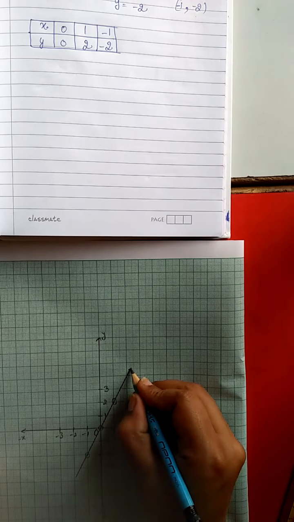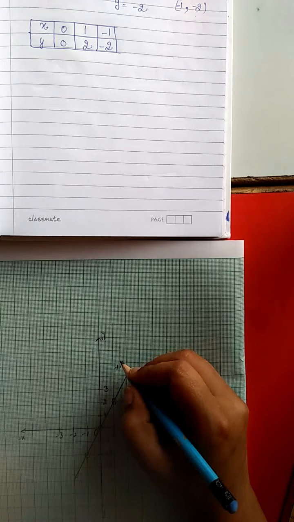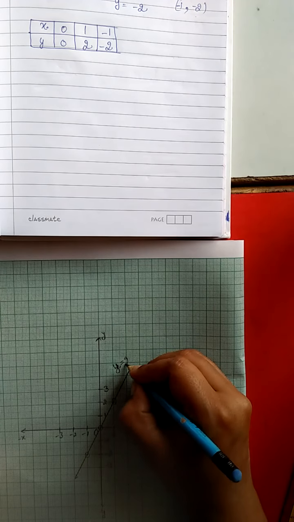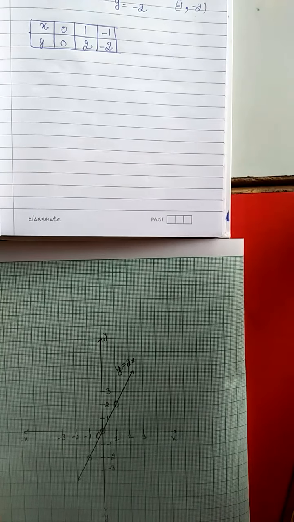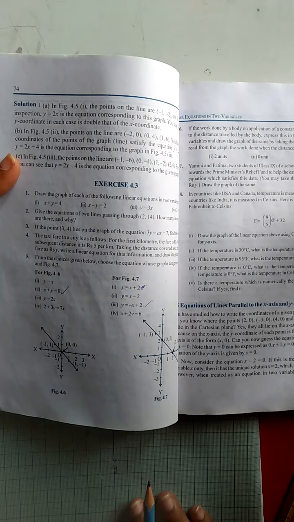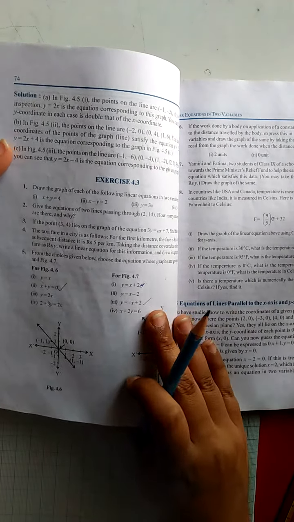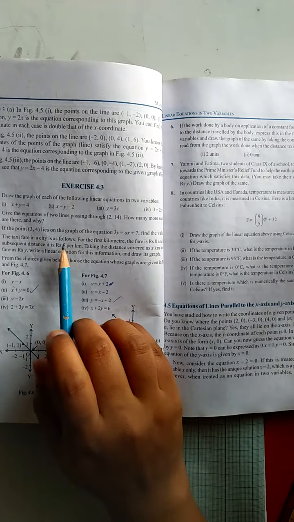And this is our line, y is equal to 2x. Okay, so in this way we can plot the linear equation in two variables on the graph paper. Here we have exercise 4.3, and in the first question you have to just draw the graph.